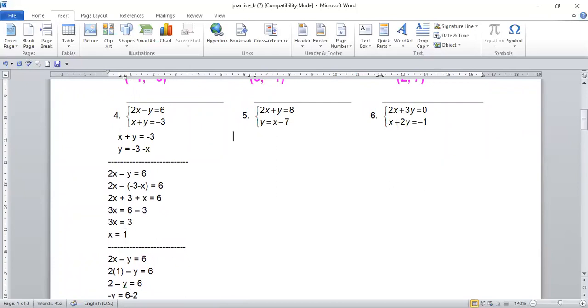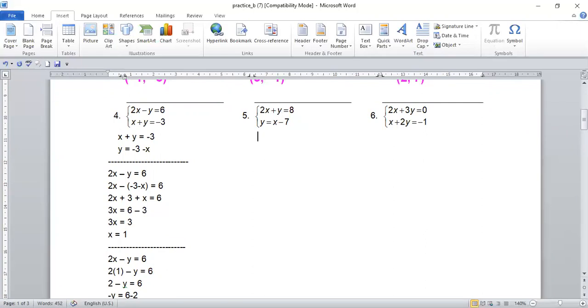Now again, what you need to do here, you don't need to do anything here, because here you already have y is equal to x minus 7. Already one of the equations is in that form. So all you need to do is take this part which equals the y, and replace it here.